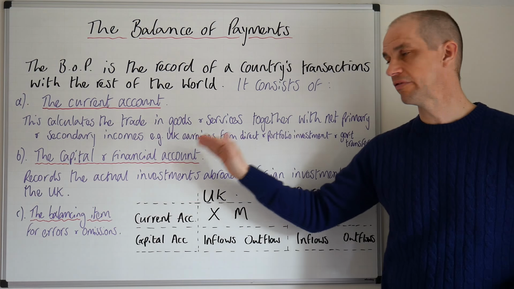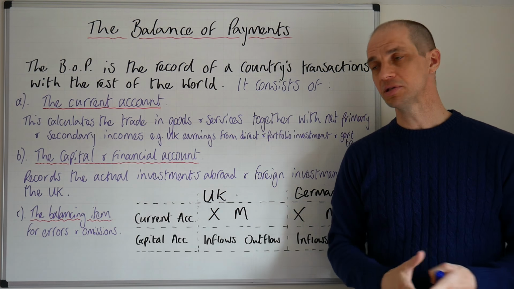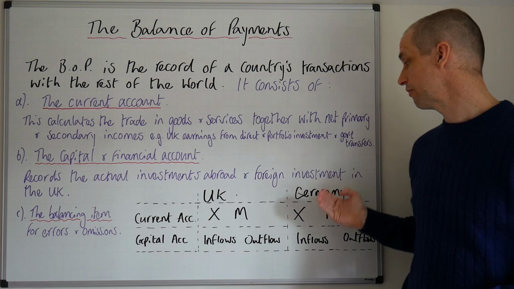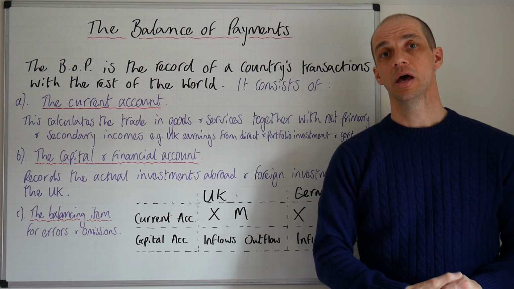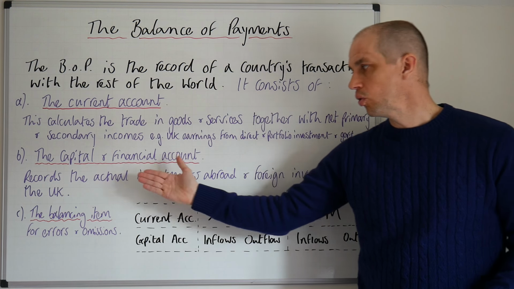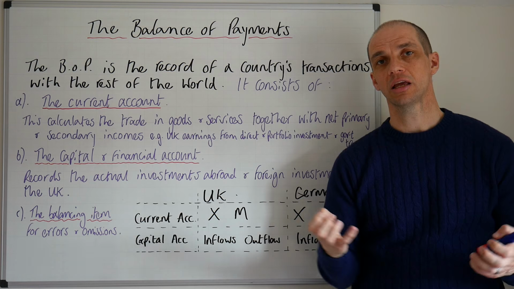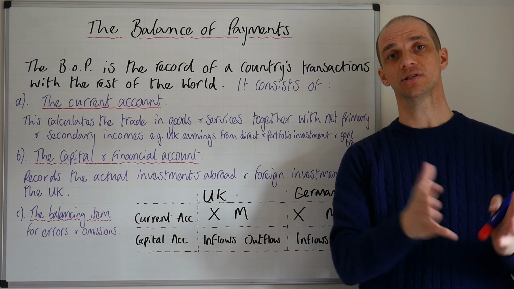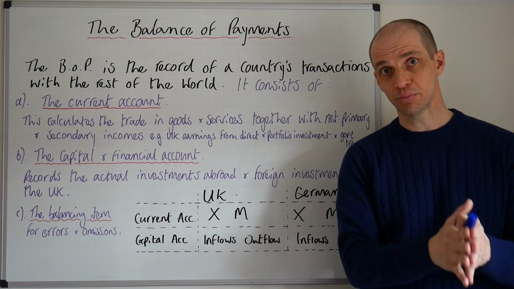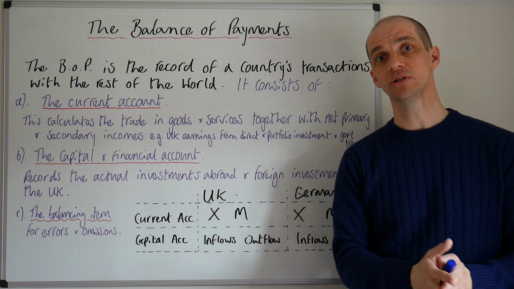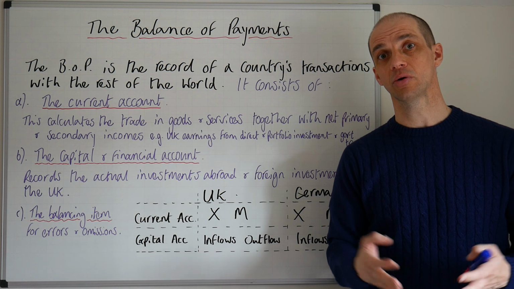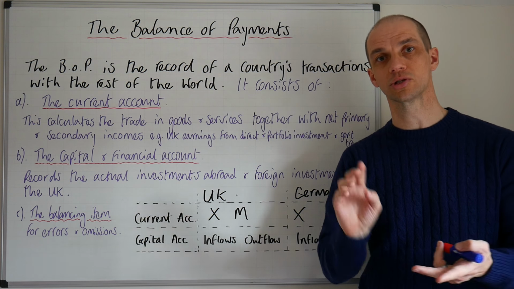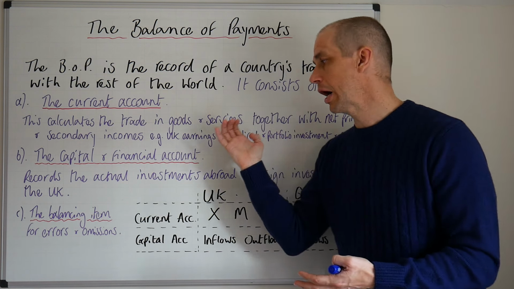Then we've got our capital and financial account. So the capital and financial account records the actual investments abroad and foreign investment in the UK. Okay, so it records what investment flows are actually taking place. And this is portfolio investment. So this is investment in shares and equities, as well as investment in corporate and government bonds within a given country, and may also incorporate some complex financial investments in derivatives or swap options and so on.